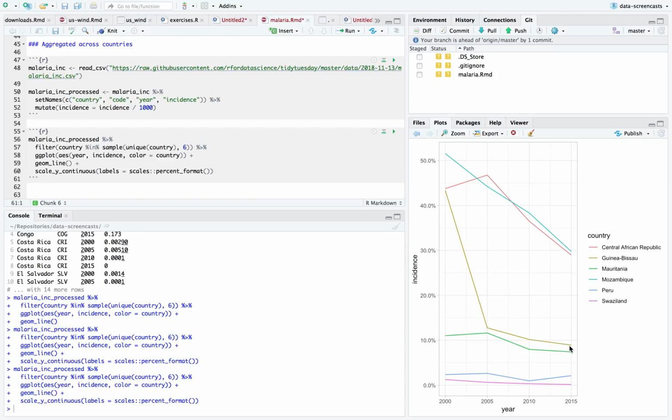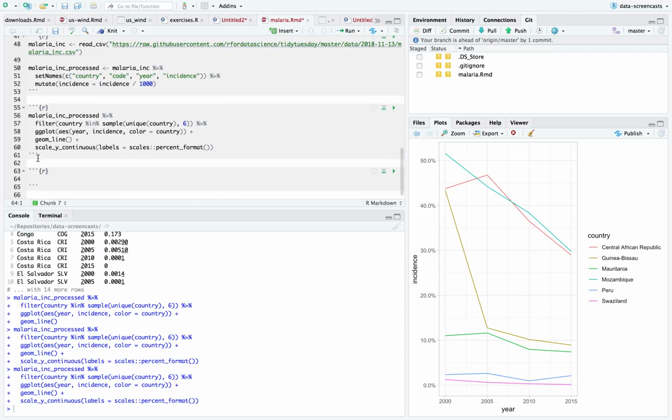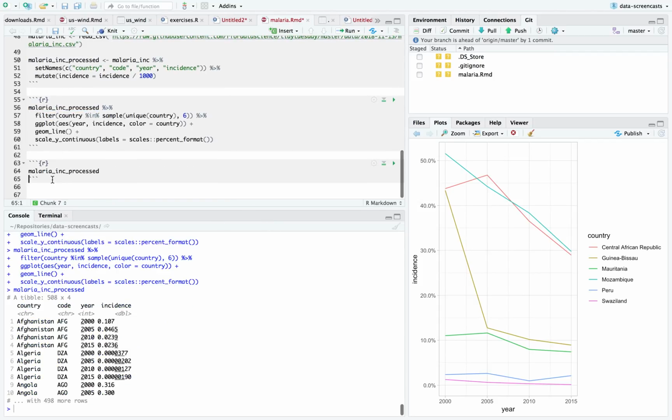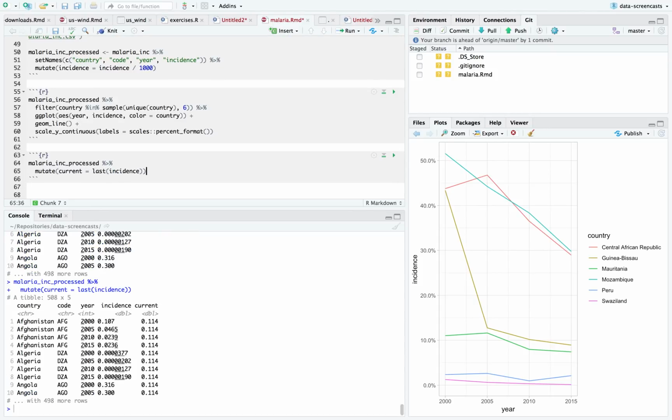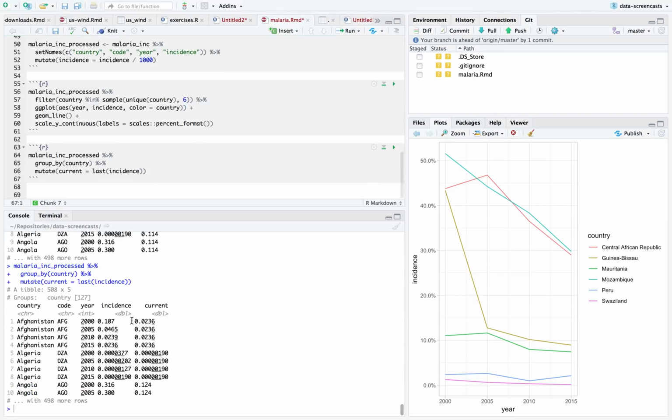I'm not even going to do a linear regression on this. I'm going to say, across each country, what countries had the biggest drop, the biggest level to most recently in 2015. So I'm going to call that current. And that's going to be last of incidence. Last is a handy dplyr window function that I can use, but I'll need to group by country first. So we can say Afghanistan has it at this current level of 2.3%.